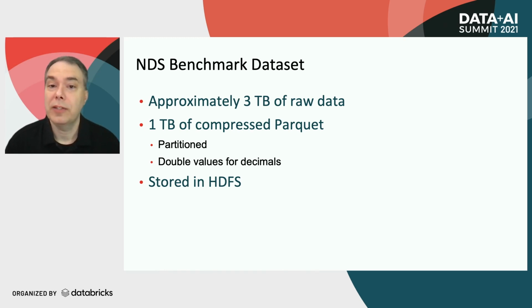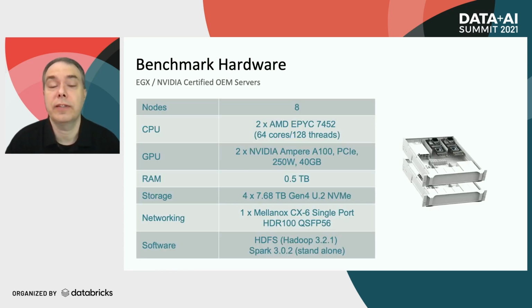We used approximately 3 terabytes of raw data, which is 1 terabyte of compressed Parquet, and that is partitioned using doubles for decimals, and it's stored in HDFS. And to benchmark this data set, we used a cluster of 8 nodes, EGX hardware. You can see here it's got 2 AMD EPYCs, 2 Ampere A100s, and half a terabyte of RAM on the host. We have NVMEs for storage. That's where the HDFS is also hosted, on these NVMEs, and Mellanox networking. And of course, as I mentioned, HDFS Hadoop 3.1 is the distributed file system, and Spark 3.0.2 in standalone mode was the Spark cluster.